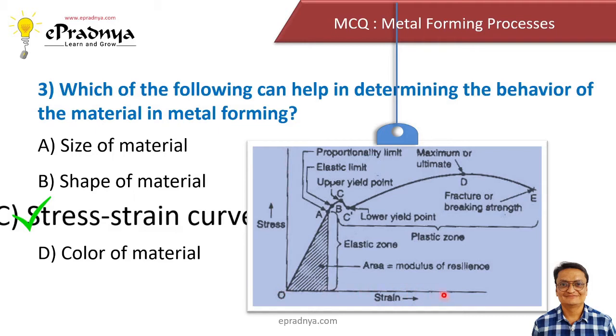So the stress strain curve is nothing but what happens when a material is subjected to stress. Let us take an example of tensile stress. If the material is subjected to tensile stress, how will it change shape, at what stress will it start elongating, at what stress will it elastically elongate, at what stress will it plastically elongate, and at what stress will it break down? All this information, that is the behavior of the material under stress, can be depicted with the help of this stress strain curve.